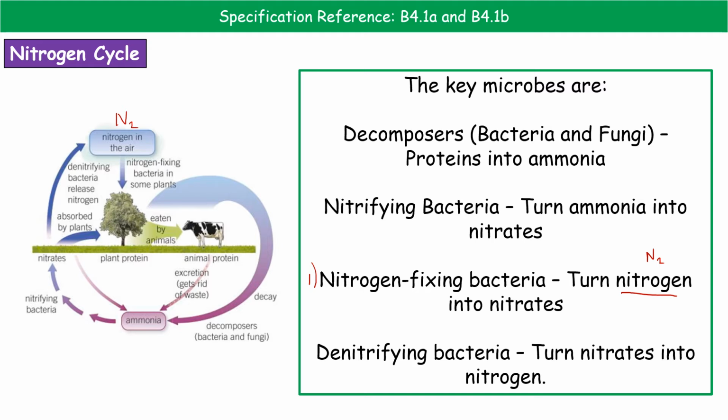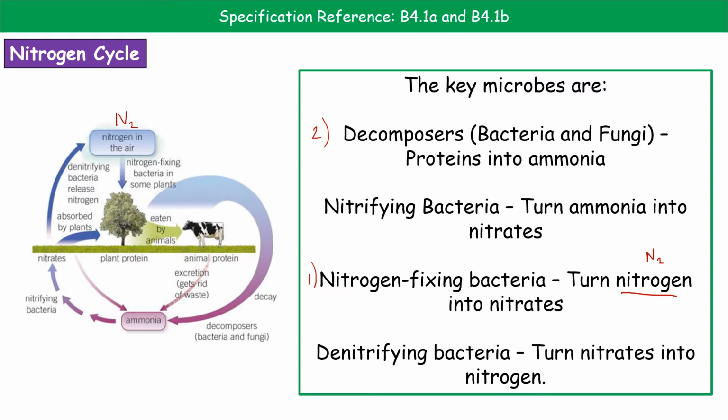Once we've got the proteins in our plant, our animals may eat the plant, so it gets passed from plants to animals as proteins. And then what we find is plants and animals can both die. At the point of death, we go through the process of decomposition, which is our second bacteria, the decomposers. Now, decomposers are going to take those proteins and change them into ammonia. So decomposers, proteins to ammonia.